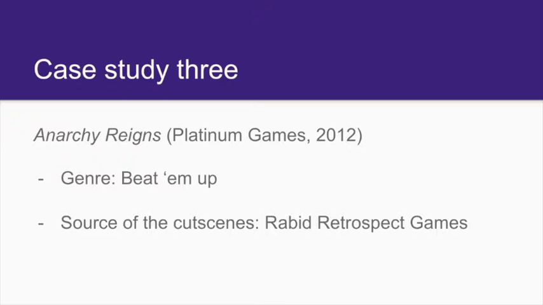Anarchy Reigns, a beat-em-up 2012 video game developed by Platinum Games. The YouTube source from which our cutscenes have been obtained is Rabbit Retrospect Games. There's a link in the description. We should mention that budget costs, both in the design and voice acting stages, are considerably reduced when cutscenes decrease in cinematic quality. In this case, the dialogue is quite loosely synchronized and the character portraits are almost static. This happens for almost a third of the game.